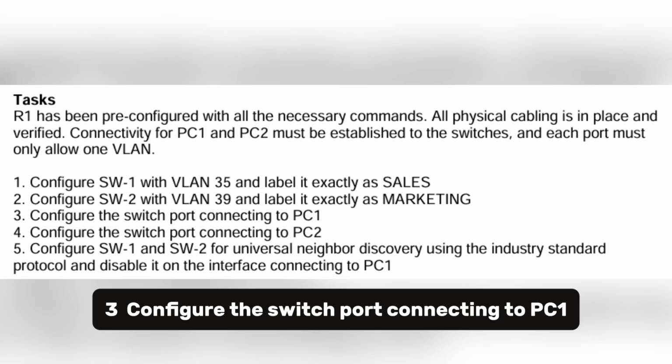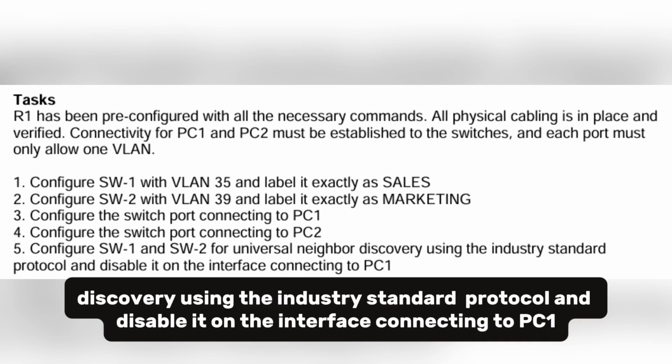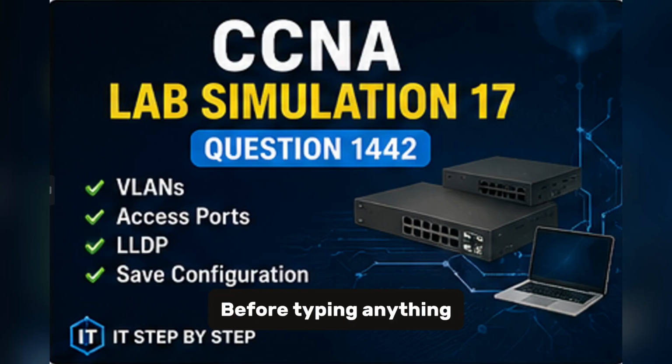3. Configure the switch port connecting to PC1. 4. Configure the switch port connecting to PC2. 5. Configure SW1 and SW2 for universal neighbor discovery using the industry standard protocol and disable it on the interface connecting to PC1. Before typing anything, always read every task carefully.